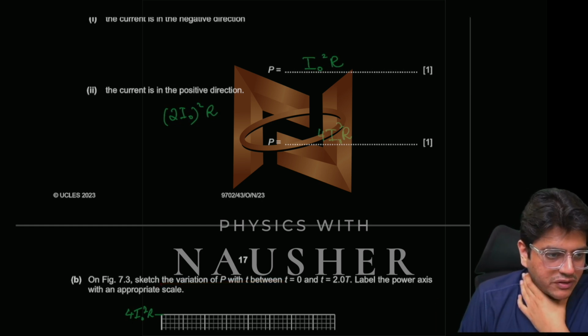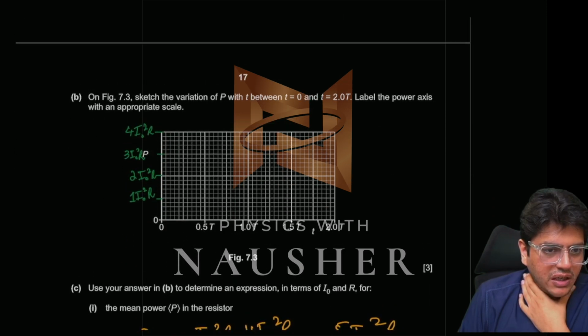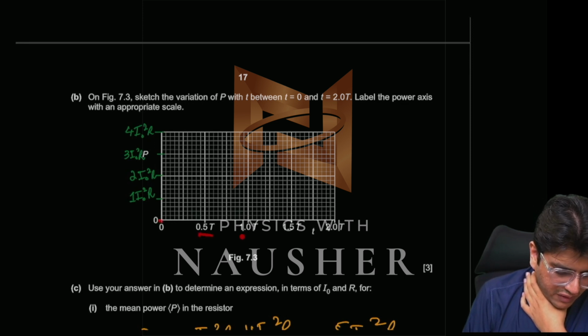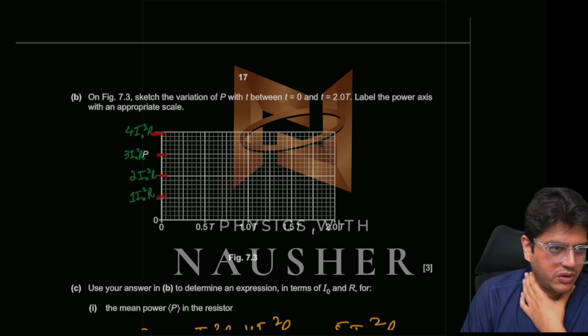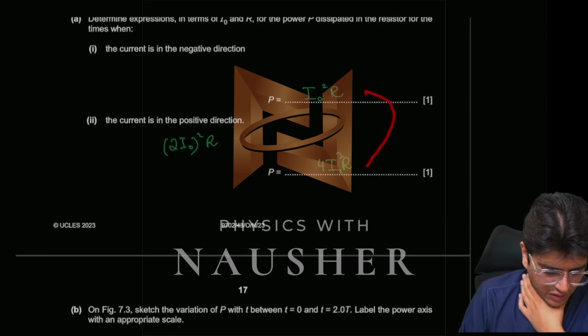It can't be negative. And you have to label the power axis with an appropriate scale. So what I did was, this was 0, 0.5, 1, 1.5, 2. So I did it like this: 1 I naught square R, 2 I naught square R, 3 I naught square R, 4 I naught square R. Because I know that I had to go from I naught square R to 4 I naught square R.